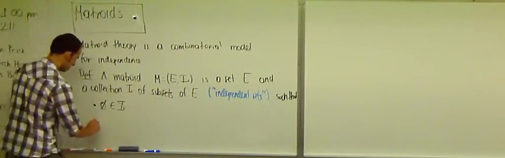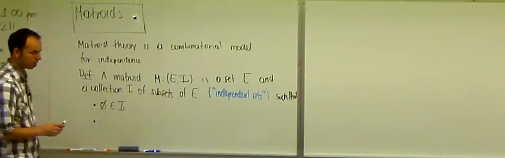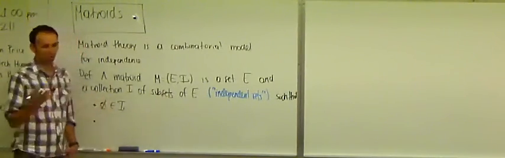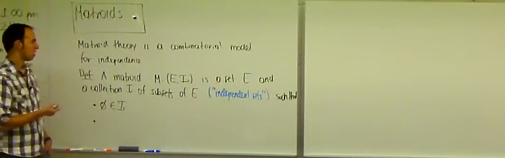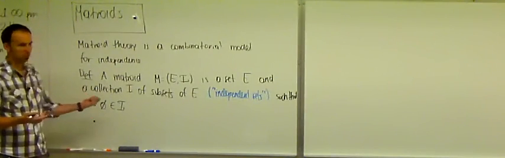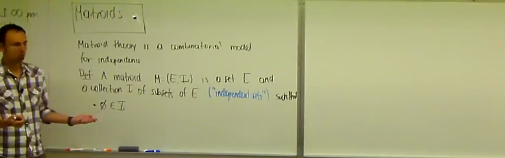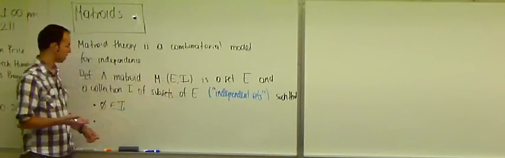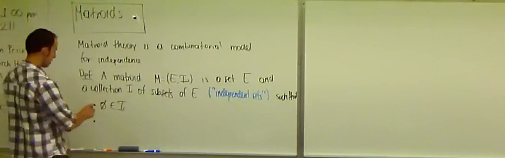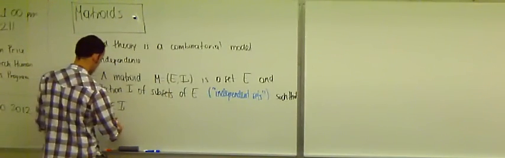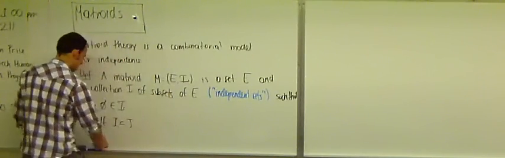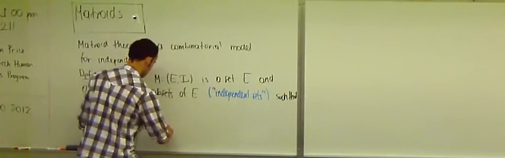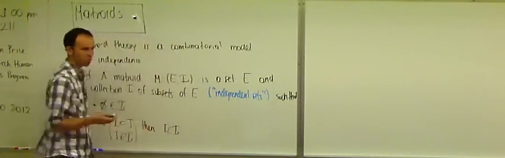Okay? And then, by the way, what should you have in mind while I'm writing this? Maybe the most important example of a matroid is just the matroid of linear independence. So you can think of E as a bunch of vectors, and I is going to consist of the subsets of those vectors that are linearly independent. Okay? And so the empty set should be independent. If I is a subset of J, and J is independent, then I should be independent. Right? So subsets of independent sets are independent.